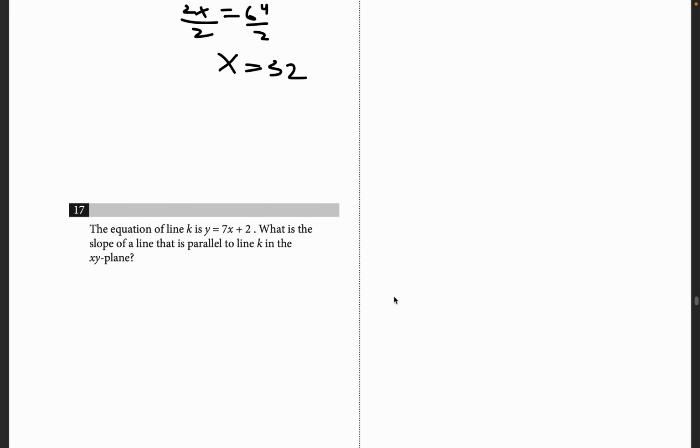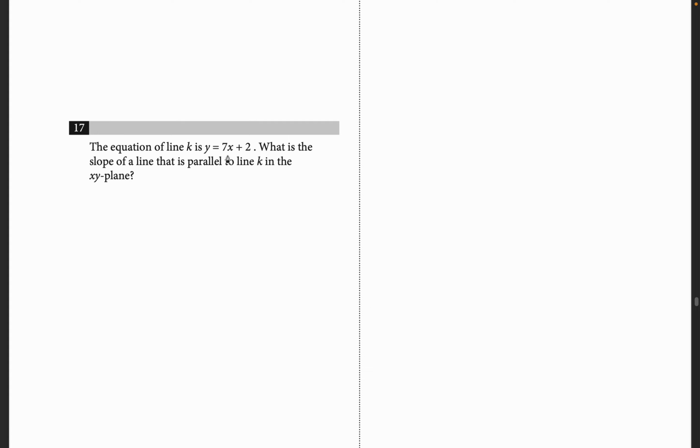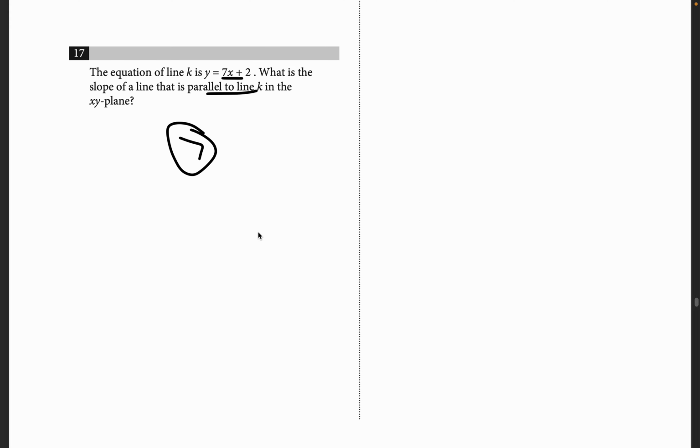That's it. The equation of line: what is the slope of a line that is parallel? Parallel means same slope. 7. Right? We want parallel, no solution, so it must have the same slope.